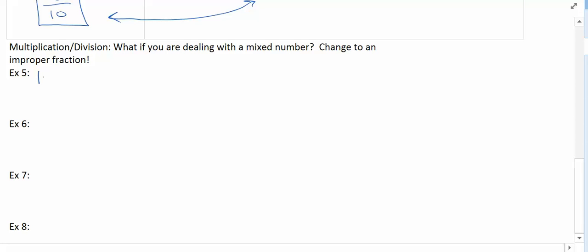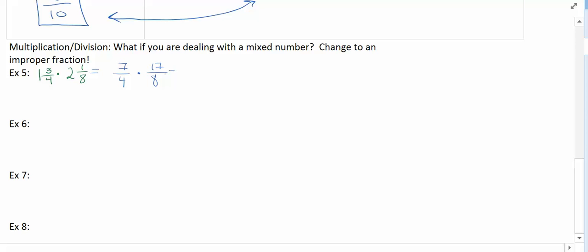So for example, example 5 is 1 3/4 times 2 1/8. Okay, so we're going to go ahead and change it to a mixed number or improper fraction. 1 times 4 is 4, plus 3 is 7 over 4. 2 times 8 is 16, plus 1 is 17 over 8.